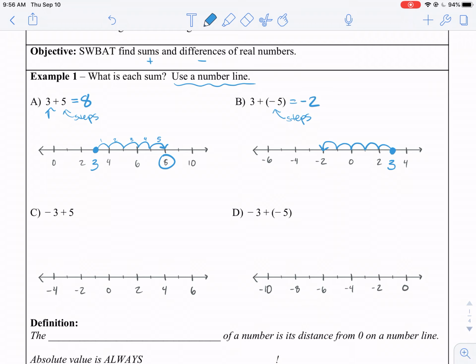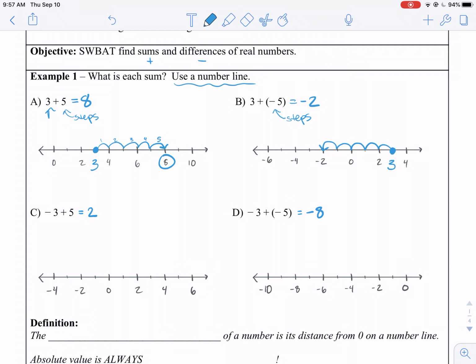Following that same pattern, go ahead and complete C and D. Rather, pause the video, do C and D. Okay, you should end up with negative 3 plus 5 is 2, and negative 3 plus negative 5 is negative 8. Go ahead and look at the extra explanation video for more help on these examples.